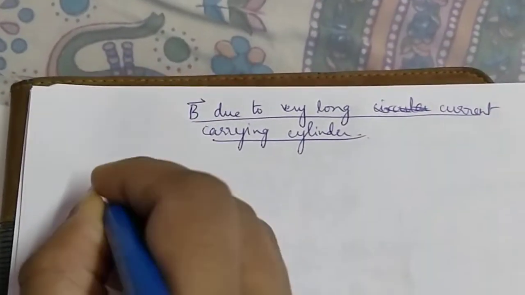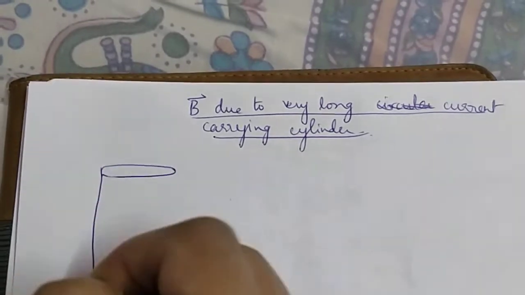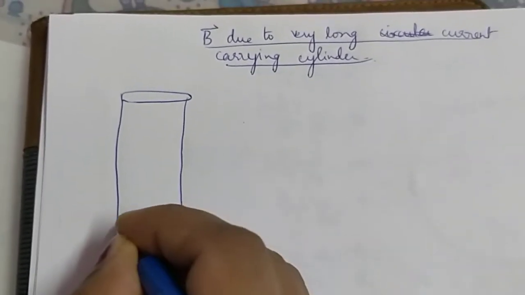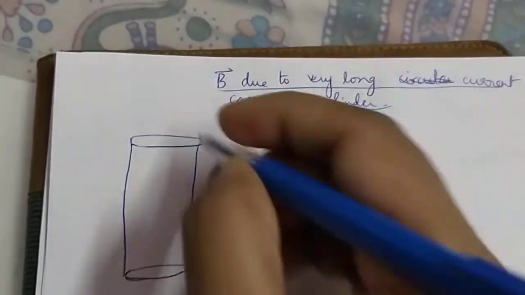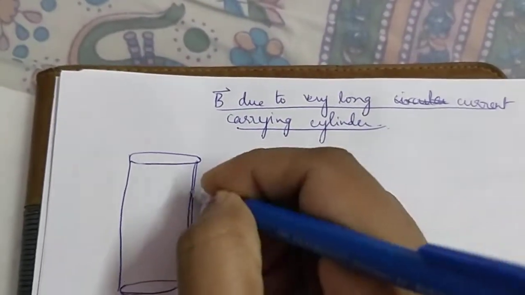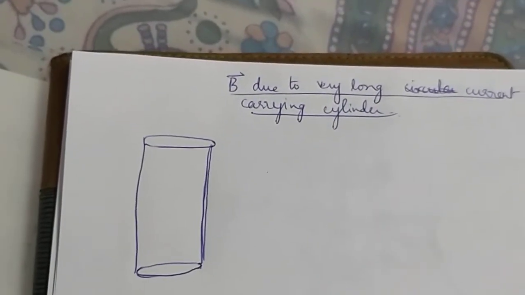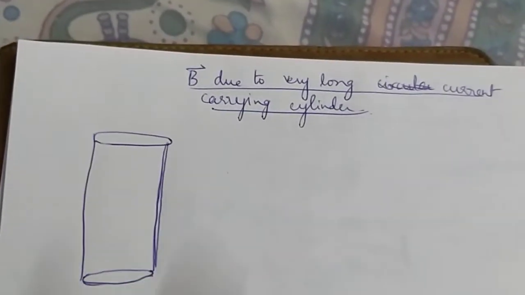So suppose first let me draw a cylinder. Okay, so here is a cylinder. It can be solid or hollow, both the cases we will take. So first you consider it as just a cylindrical shape. Okay, and this cylinder carries a current. Well, if it is hollow, then also it carries current. If it is solid, then also it carries current.